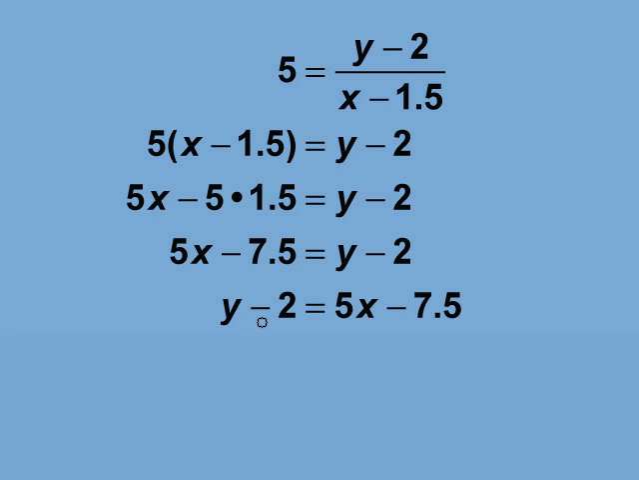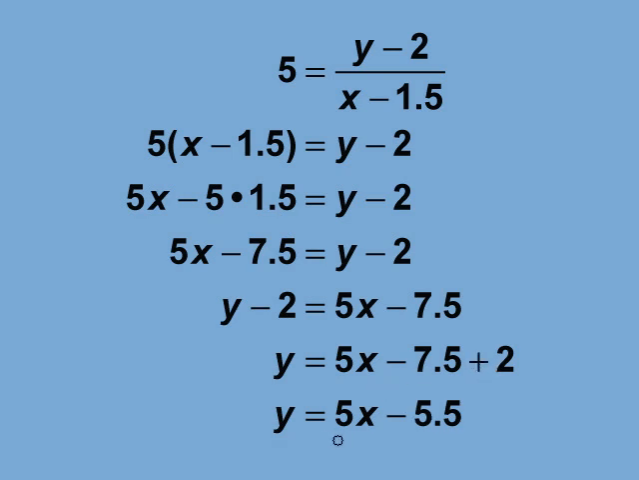Now, all we need to do is add 2 to both sides. We get y equals 5x minus 7.5 plus 2, which simplifies to y equals 5x minus 5.5. This is the equation of the line with a slope of 5, as shown here, that passes through point A with coordinates 1.5 and 2. Let's look at another example.